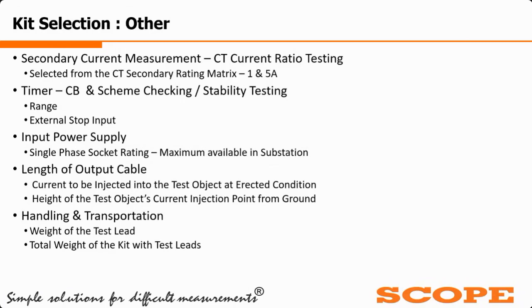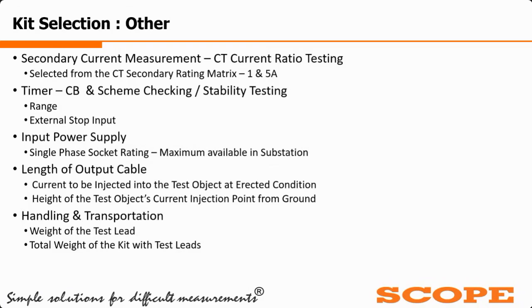After that, the timer. Somewhere in CB and scheme checking, that is stability testing, we can say, we need to check the range of the timer. Then an external stop input should be there for trip time measurement of the circuit breaker. So this point is important for the selection of the timer.